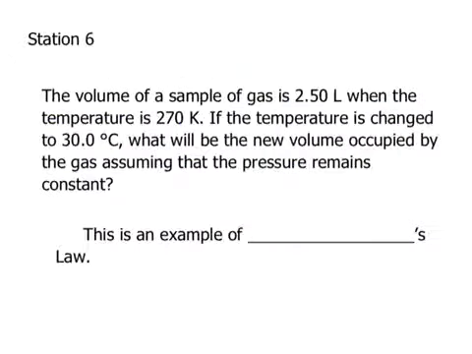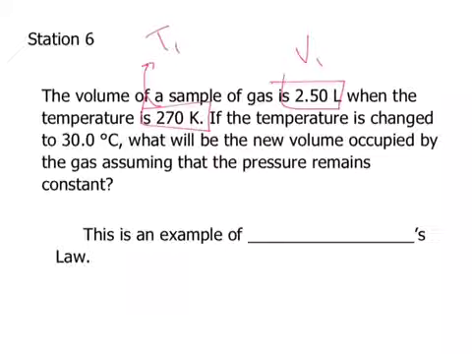All right, station 6. It says, the volume of a sample of gas is 2.5 liters when the temperature is 270 K. So in this case, temperature is already given to us in Kelvin. This is my T1. We don't have to change anything. This is my V1. Remember, it's liters.